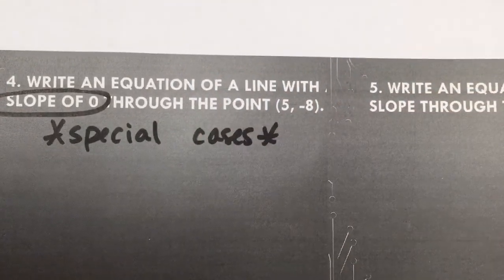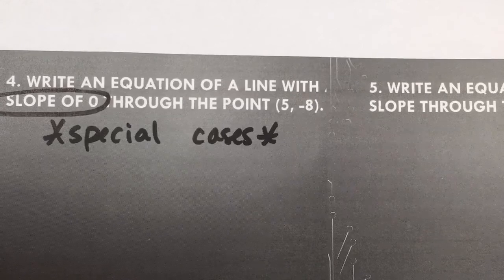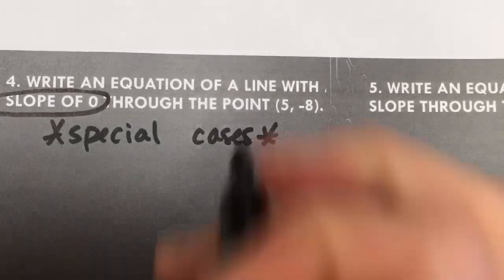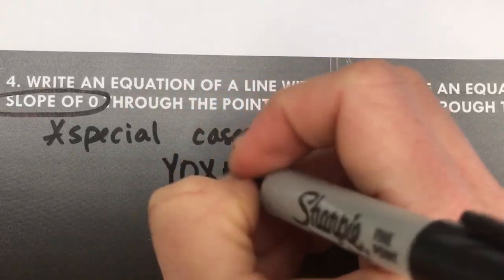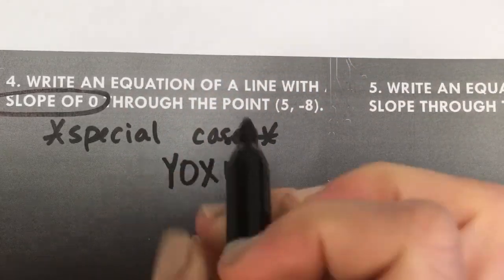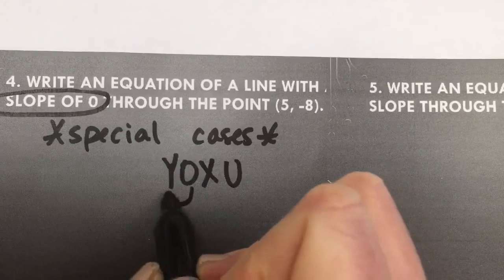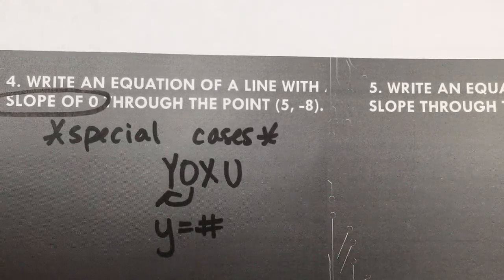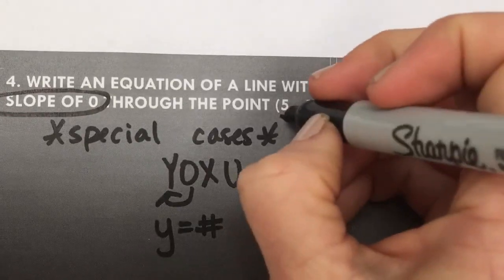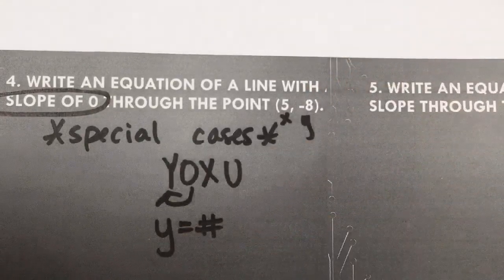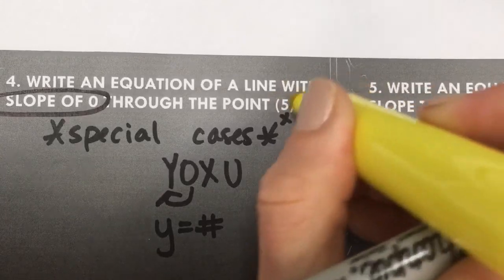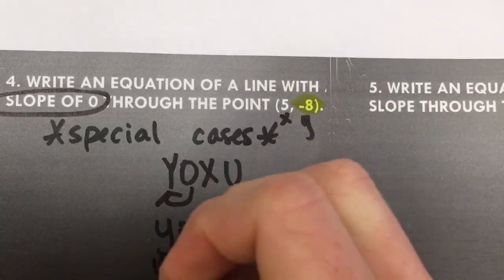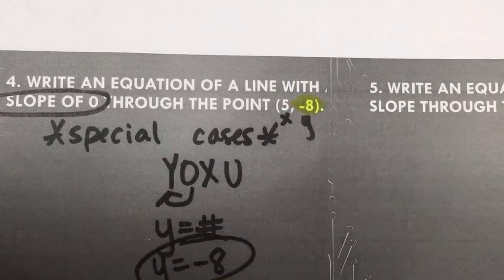And I have a song that I sing for that to the tune of YMCA. I go, Y-O-X-U, do-do-do-do-do, Y-O-X-U. Well, what do I mean by that? This stands for 0. So if the slope is 0, your answer is going to be y equals a number. Well, what number is it going to equal? It's going to equal your y value. In this case, your y value is -8. So your answer is y equals -8.